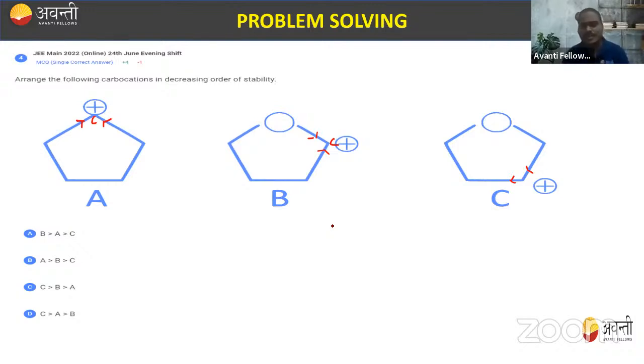If you consider these three carbocations A, B, and C, the factor on which the stability of the carbocation depends is hyperconjugation, that is, the number of alpha hydrogens, right? If you know the number of alpha hydrogens, then you can easily say which one is more stable and which one is less stable, right? So let's talk about carbocation A first. Carbocation A is stabilized by hyperconjugation due to the 4 alpha hydrogen atoms.